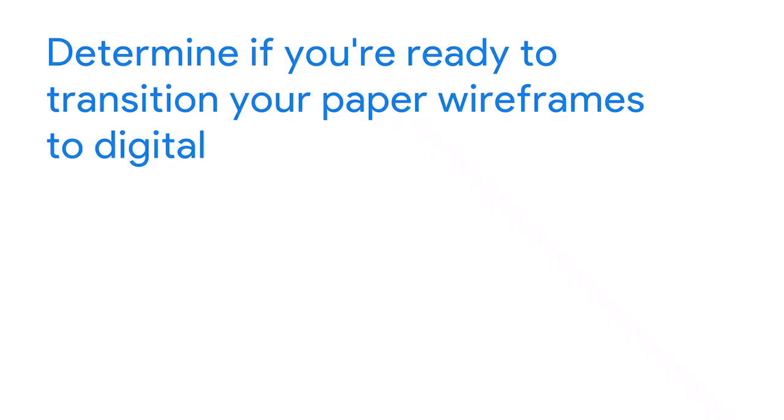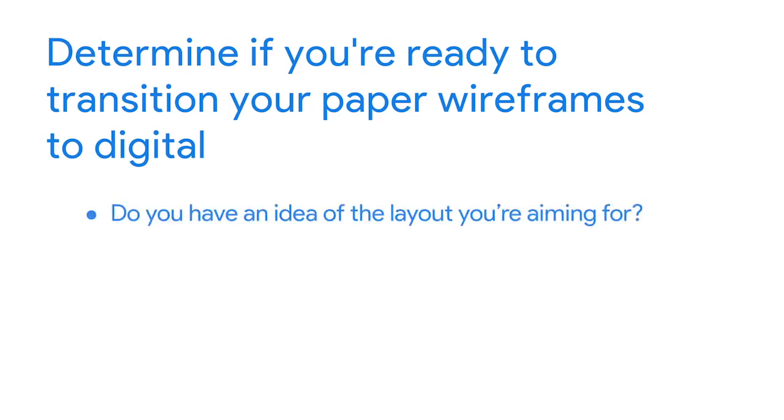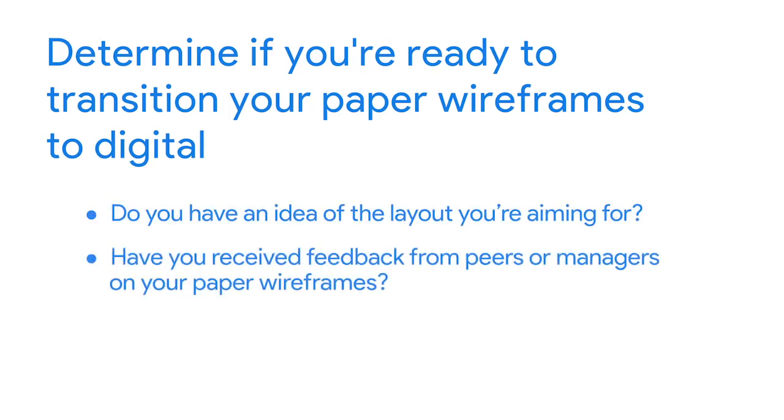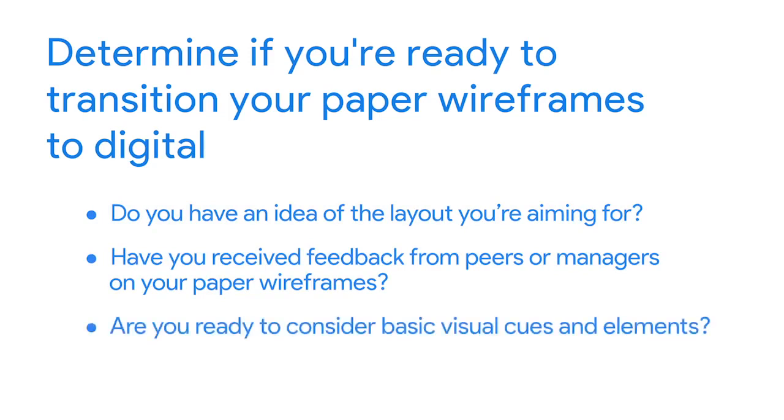To determine if you're ready to transition your paper wireframes to digital, ask yourself a few questions. 1. Do you have an idea of the layout you're aiming for? 2. Have you received feedback from peers or managers on your paper wireframes? And 3. Are you ready to consider basic visual cues like size, text, and typography, or other visual elements like content or images? If you answered yes to all 3 of these questions, then you're ready to start creating a digital version of your paper wireframes. But here's one tip. Be sure to hang on to those paper wireframes for your portfolio so you can showcase your full design process.